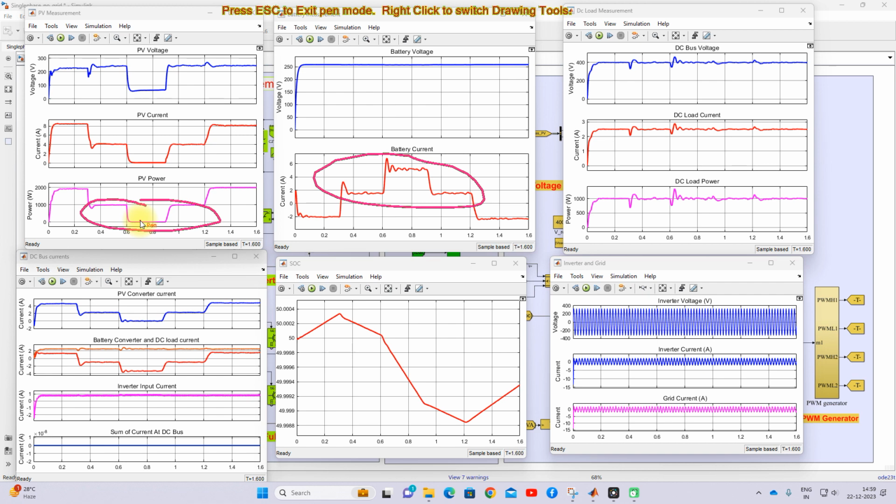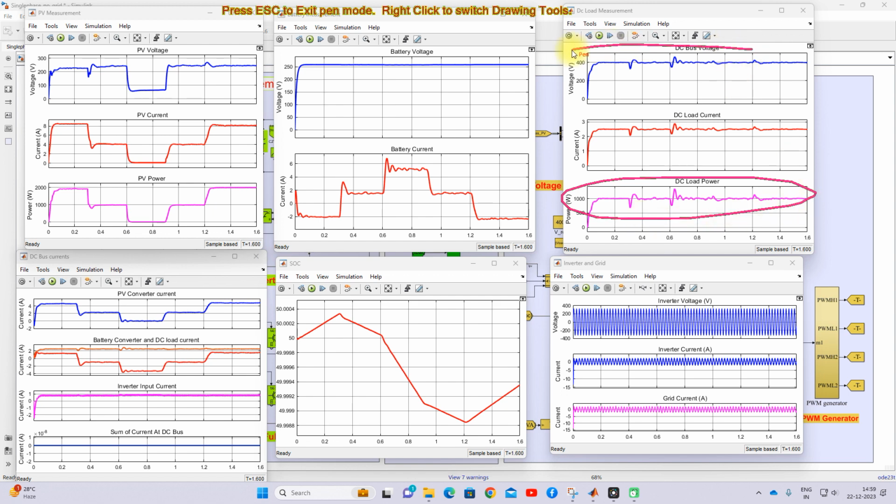DC load is 1000. Okay, here you will see that this is the DC load, and the DC bus voltage is maintained at 400 volts. This is the DC load current. So the DC load will be maintained around 1000 watts.